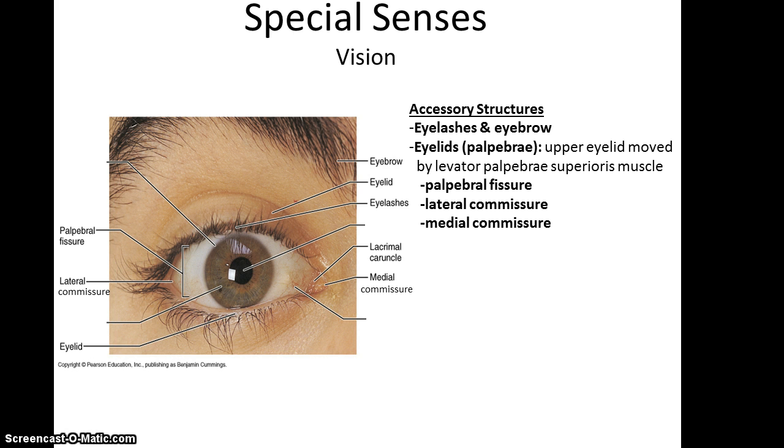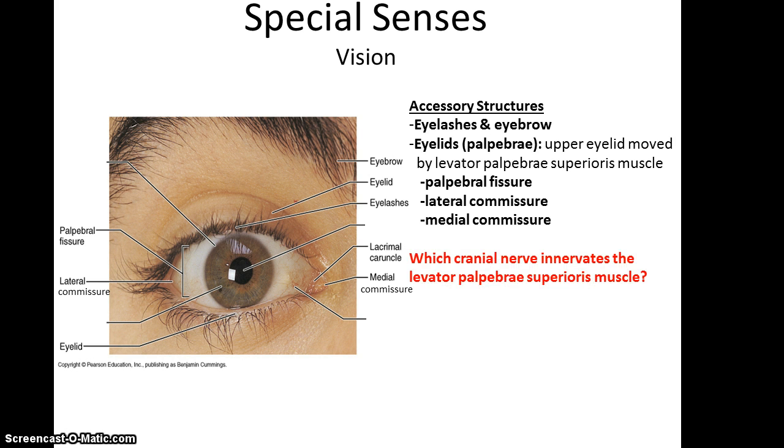a lower eyelid. There's the palpebral fissure, that's the actual line between your upper and lower eyelid, which obviously that fissure can get wider or narrow depending on if your eyes are open or not. And then you have a lateral and medial commissure, which is just the corners of the eye. And in the medial commissure, you'll find the lacrimal caruncle, which is basically the opening to the lacrimal sac.